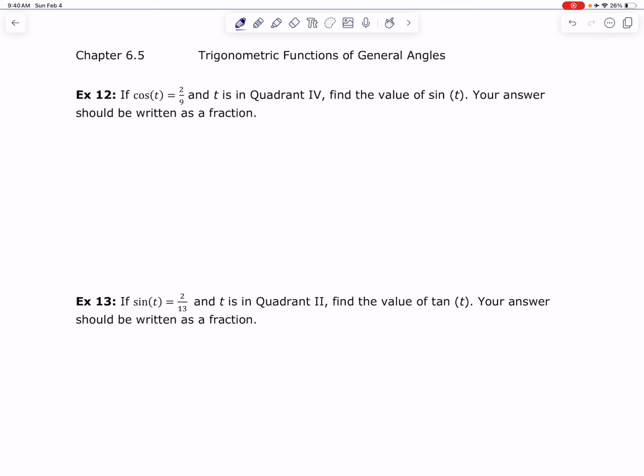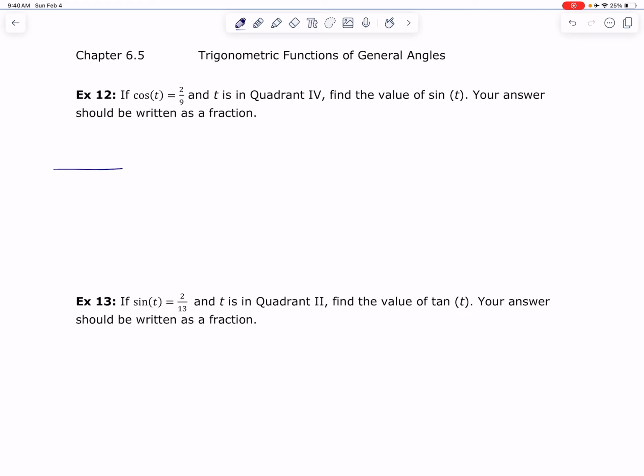Back to the chapter 6.5 notes, the very last page, trigonometric functions of general angles. You will notice quite a few problems like this in the homework. So let's figure out how to tackle these. Example 12: the cosine of t, so we're not using theta here, we're using t, same thing, is 2/9, and t is in quadrant 4.